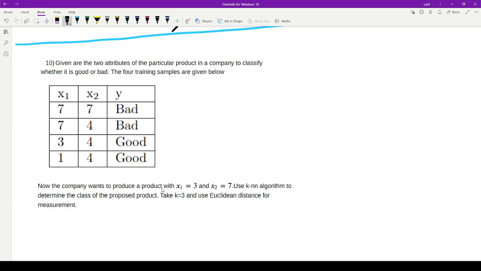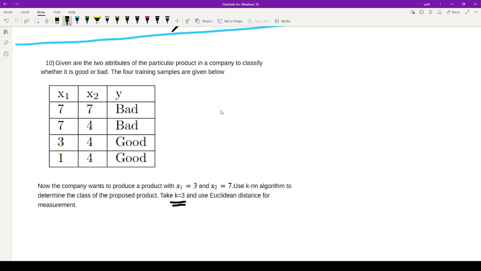Now the company wants to produce a product with x1 as 3 and x2 as 7. So use the KNN algorithm to determine the class of the proposed product. Take k equal to 3 and use the Euclidean distance for the measurement. So how to proceed? Take the three nearest points and do the voting accordingly. Yeah, right. So what to do in the first place?